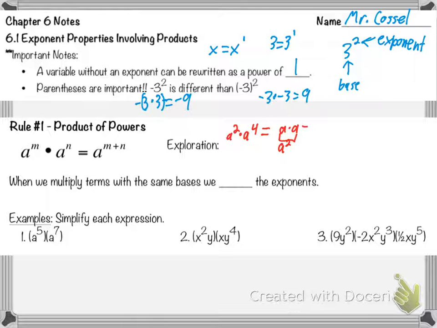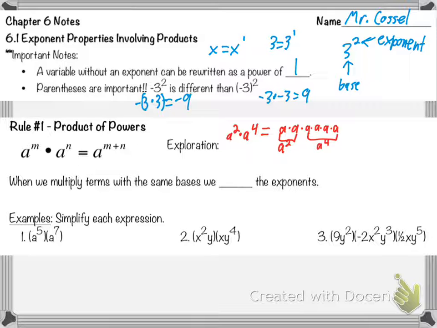Oh, not equal, excuse me. I wrote the wrong stroke. And then a to the fourth is how many a's? 4. 4 of them, right? So that's going to be 4 a's. 1, 2, 3, 4 a's. That's our a to the fourth. So now we have a squared times a to the fourth, right? Right, Elliot? Yep.